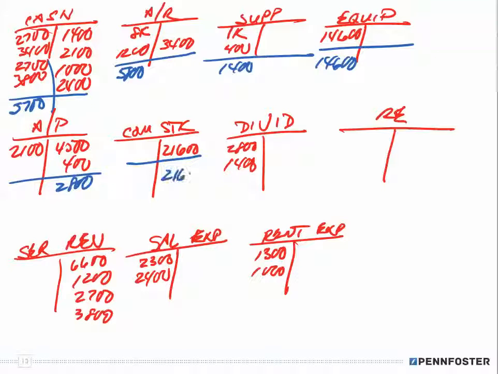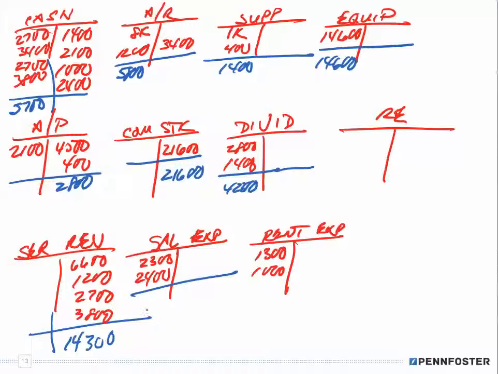Common stock, I have 21,600. Dividends, I have 4,200. Nothing in retained earnings. For service revenue, I have, let's see, 8, 15, 23, 28, 9, and 5 is 14, so 14,300 in my service revenue account. My salary expense, I have 4,700, and for my rent expense, I have 2,300. Okay, so these are the balances in my ledger accounts.